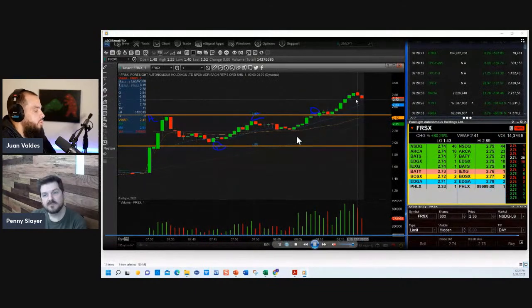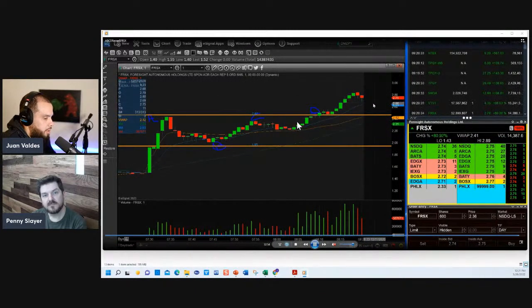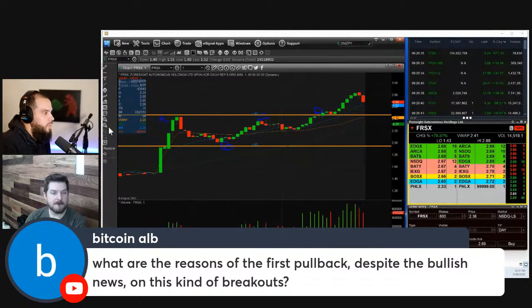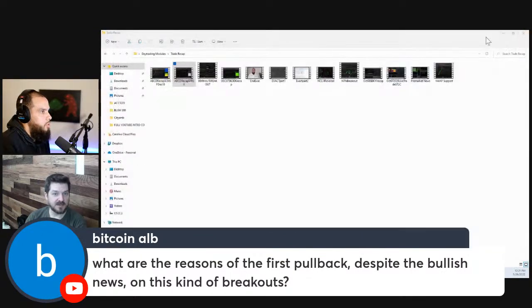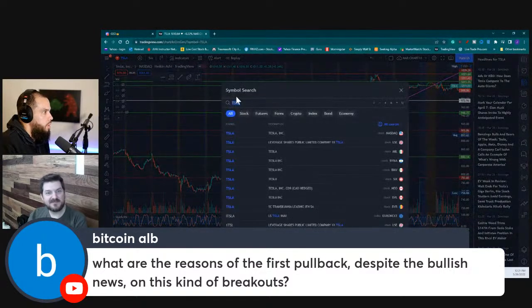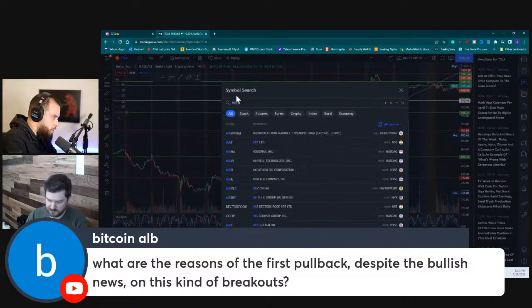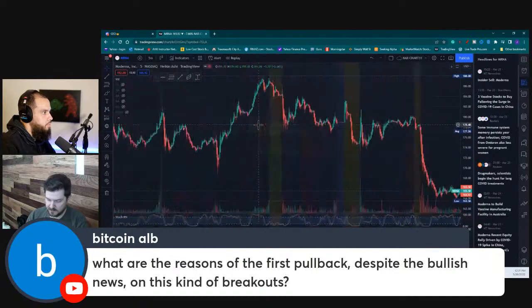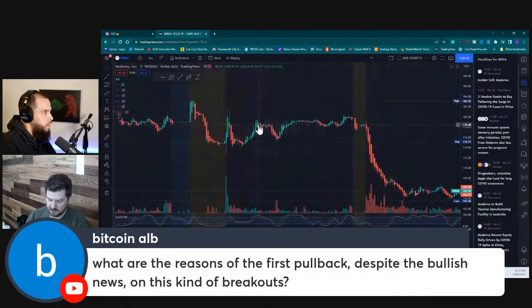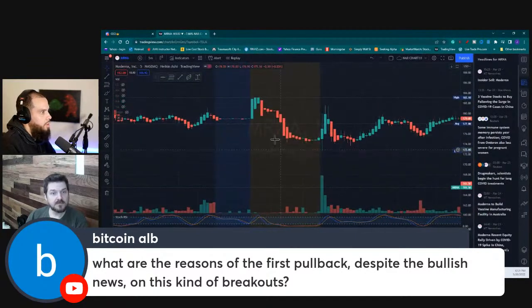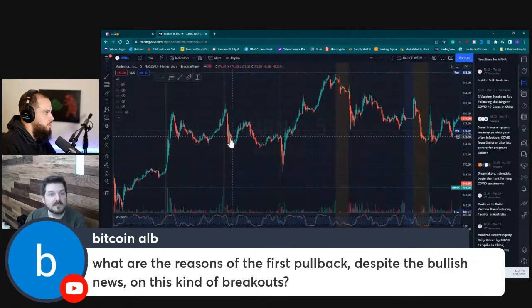So this is why it's important to review your trades. Got a question: what are the reasons for the first pullback despite the bullish news? That's a great question. Let me show you something here. Show the past right before that spike. So we'll pick, I don't know, mRNA. Let's see. We'll go 5-minute chart. Okay, I don't have a great example right now.